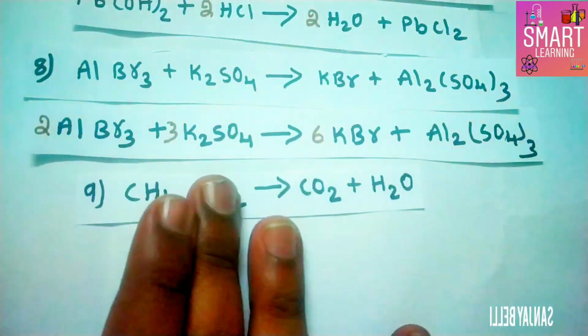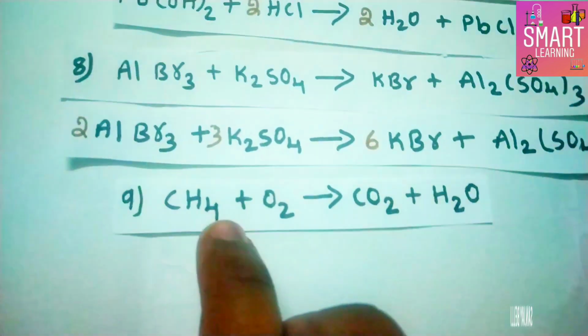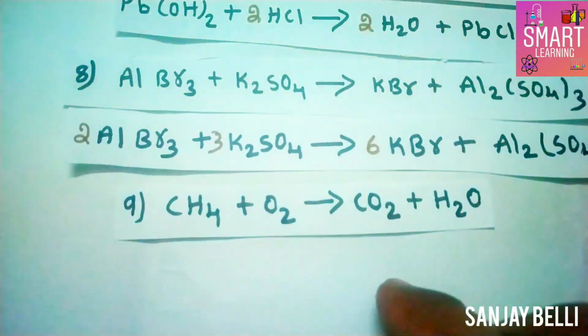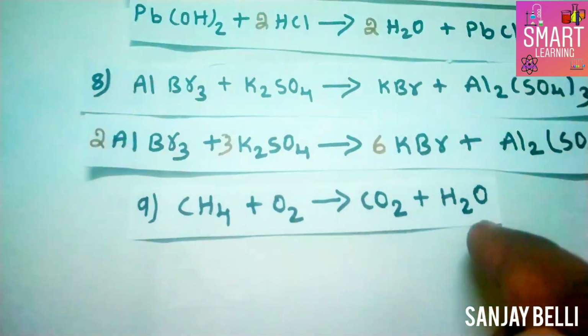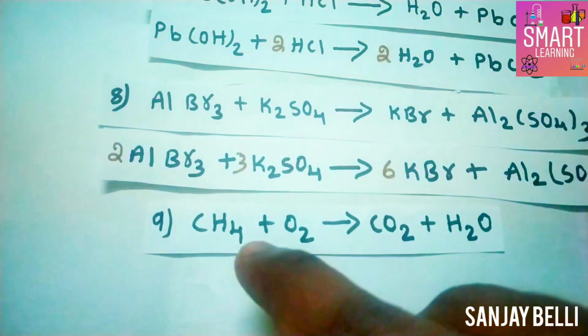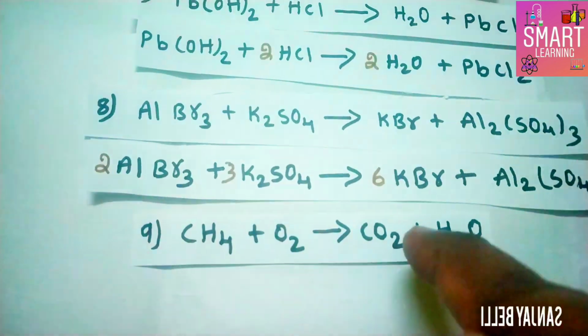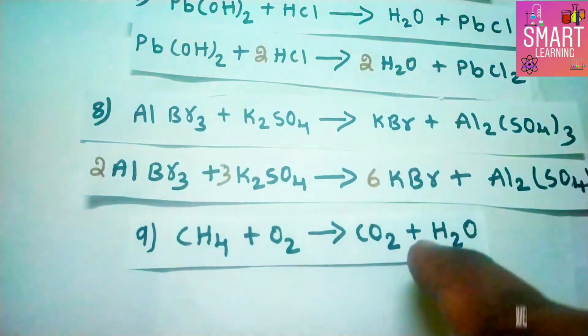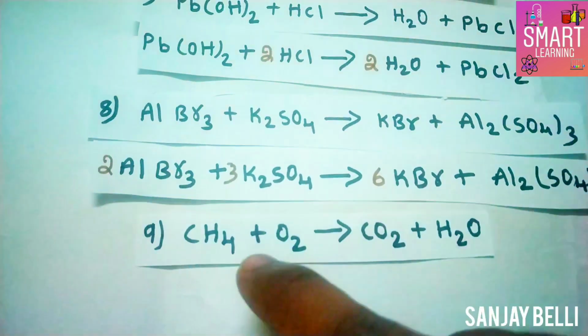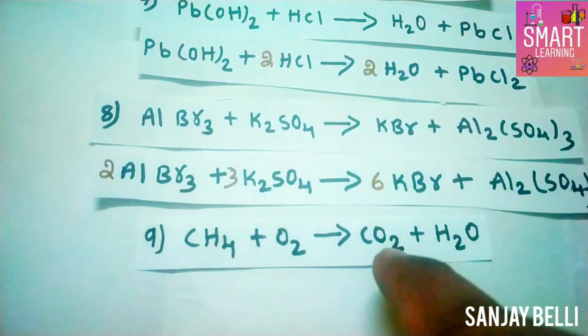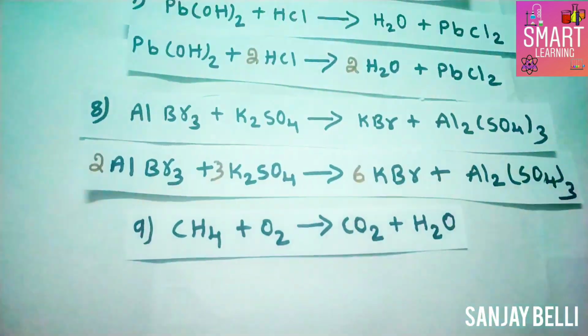Next your ninth question, CH4 plus O2 gives rise to CO2 plus H2O. Here you can see 4 hydrogens, here only 2 hydrogens. So what we have to do? Here you have to keep 2. Once you keep 2 here, 4 hydrogens, but here 2 oxygens, 2 plus 2, 4 oxygens it will become.